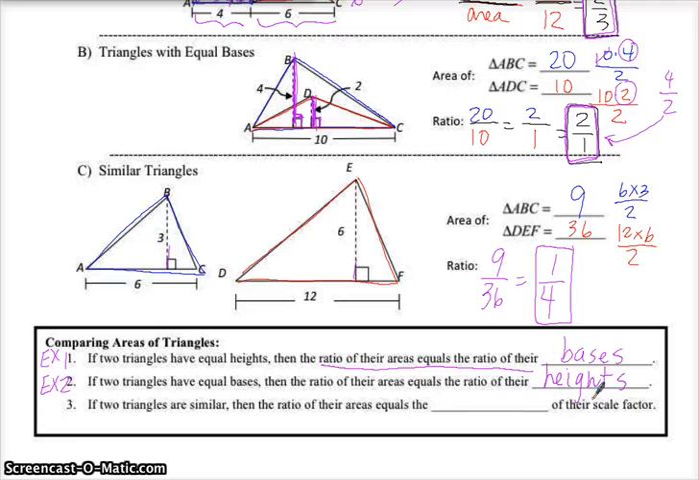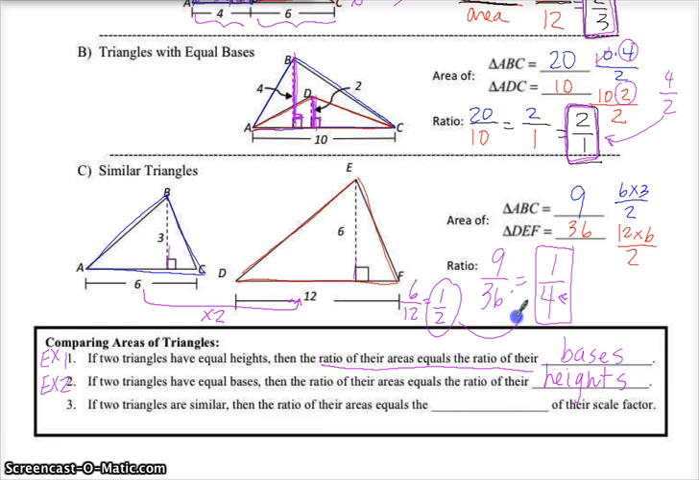Now, what happened with similar triangles? That's not the case this time. It says if two triangles are similar, and notice they are similar, but the red triangle here is only 2 times as big as the blue triangle, but their areas were 4 times bigger. So the red triangle's area was 4 times bigger than the blue triangle's area, but the dimensions were only twice as big. So it says if two triangles are similar, then the ratio of their areas equals the what of their scale factor? Their scale factor is 6 to 12, which is 1 to 2.